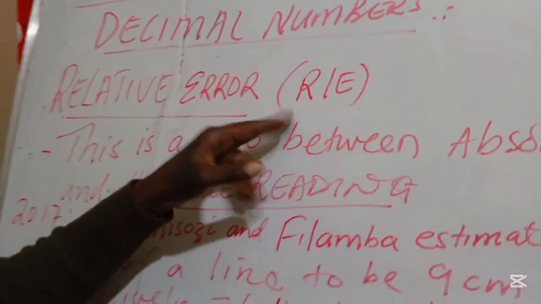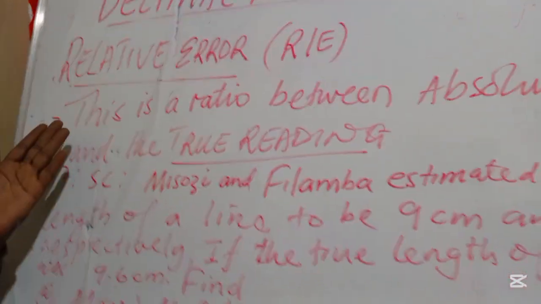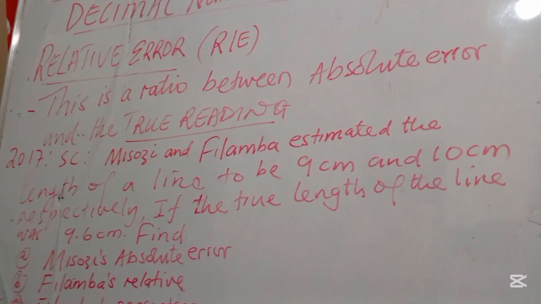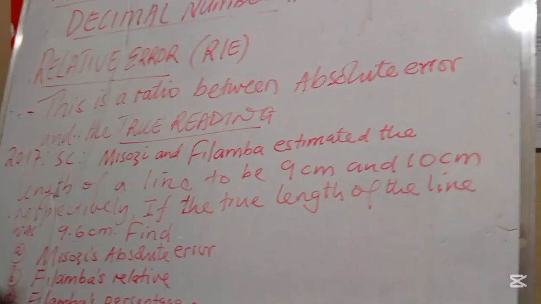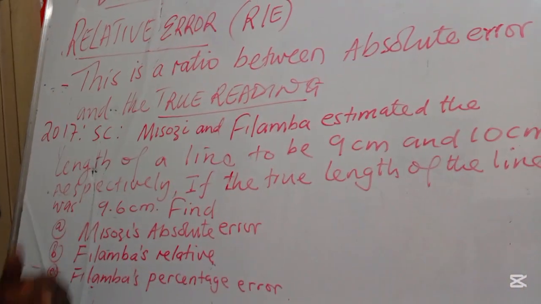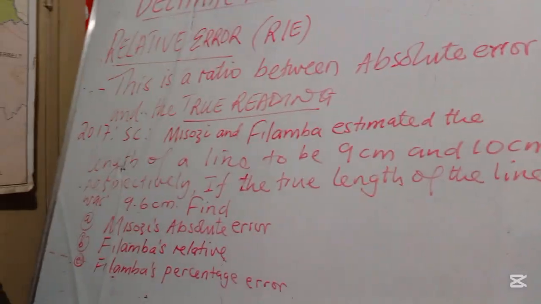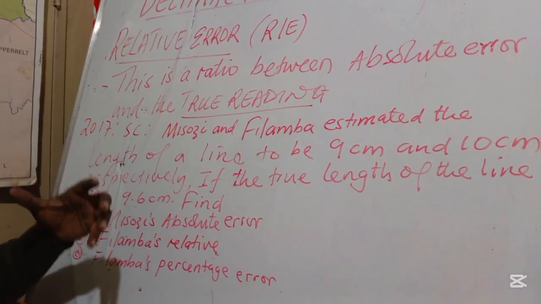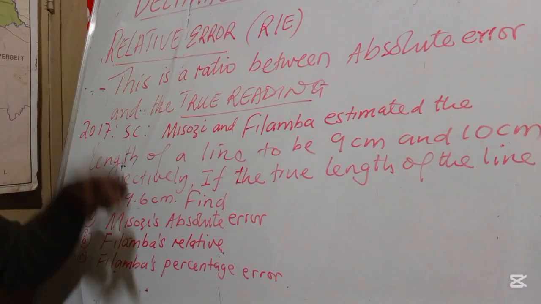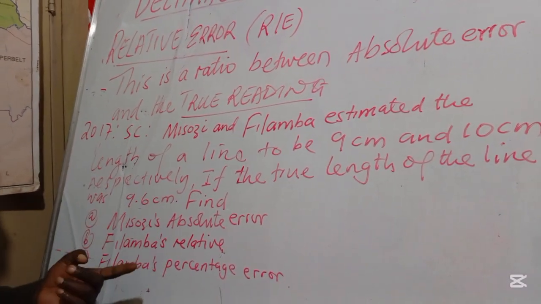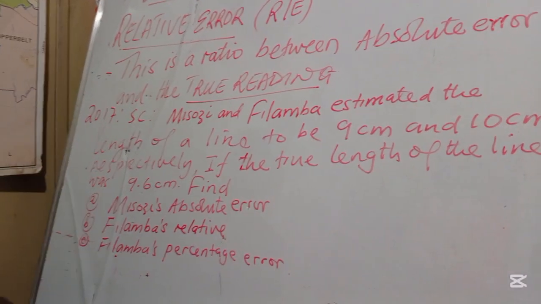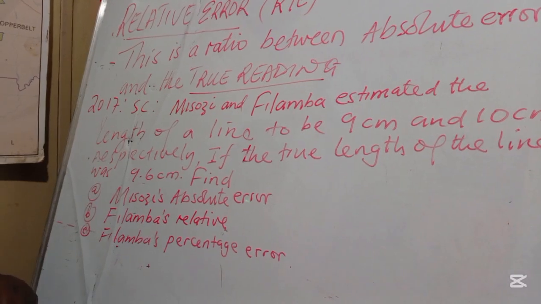Relative error, which we will write as R stroke E, is a ratio between absolute error and the true reading. Remember, a ratio is just a comparison of two similar things. So now we are trying to compare these similar things, the absolute error, which I'm teaching you, to the true reading. Now, this is a 2017 school certificate question.